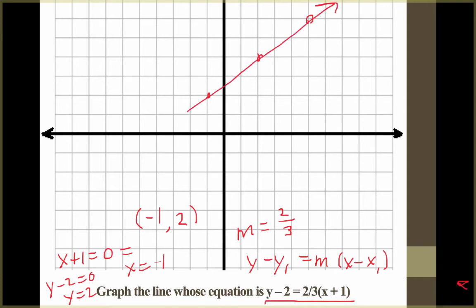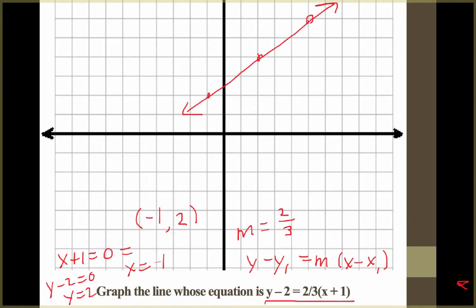And there is my line from the equation y minus 2 equals 2/3 x plus 1. So what's different on this one, instead of using a y-intercept to start, like we did in slope-intercept form, we are going to use a point, and from that point, we will use the slope.